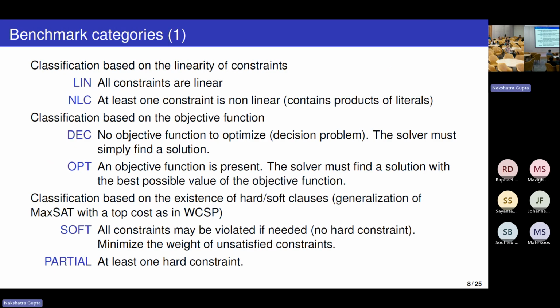So these are the tracks. Either you have so-called linear, so you combine the first two blue words with the second two blue words. So you might have linear decision, no objective, only linear constraints. Non-linear optimization, at least one non-linear constraint and an objective, etc. The last part is a slightly different way of viewing instances where you separate hard and soft constraints. I think this is known also as WBO format.